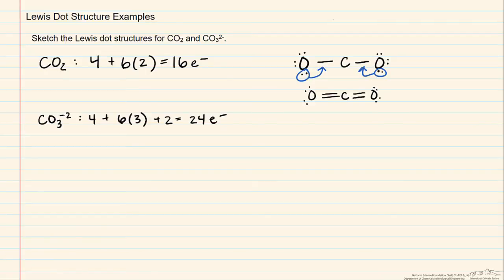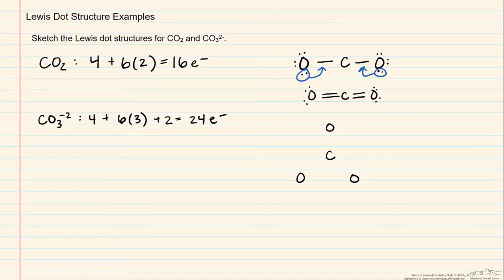We can use the same procedure for carbonate. So again, we begin by counting the total number of electrons in the system. There are 4 valence electrons for carbon, there are 6 for oxygen, and there are 3 oxygen atoms. And then we have an extra 2 that we add because carbonate carries a -2 charge, and that gives us a total of 24 valence electrons.